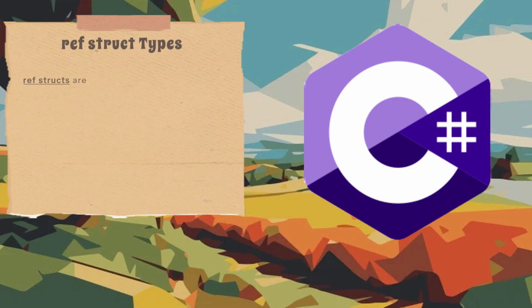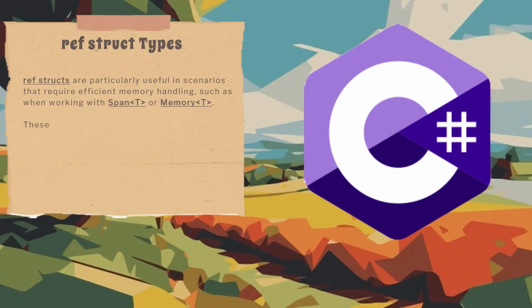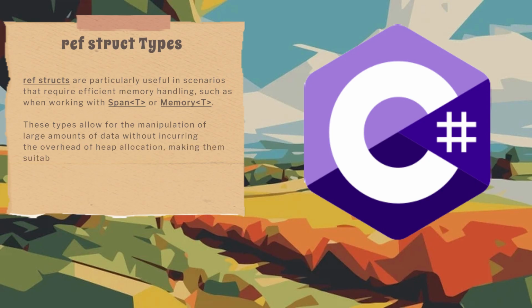Ref structs are particularly useful in scenarios that require efficient memory handling, such as when working with Span<T> or Memory<T>. These types allow for the manipulation of large amounts of data without incurring the overhead of heap allocation, making them suitable for performance-critical applications like real-time computing, low-level system programming, and data processing tasks.